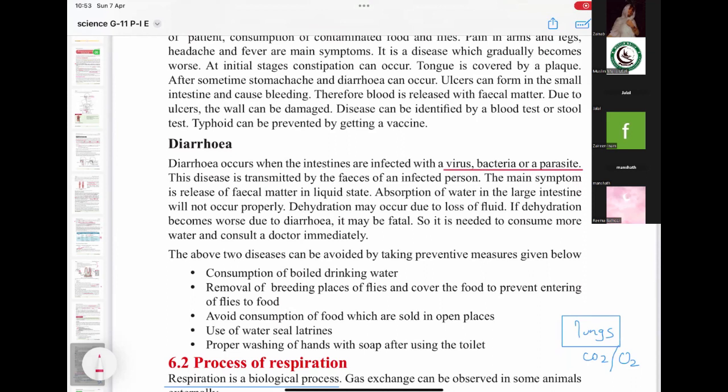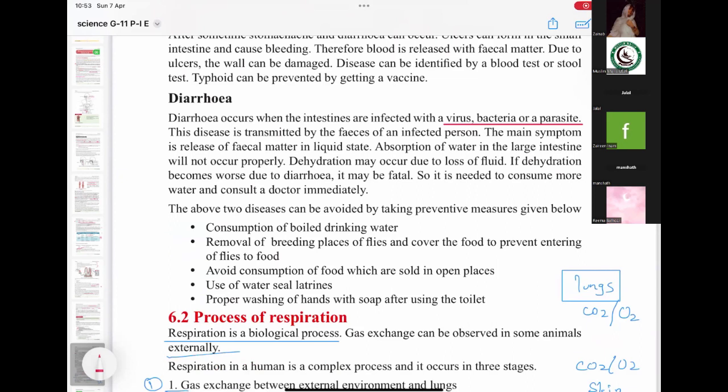Dehydration can occur when you lose more water. Even dehydration, when it becomes worse, can cause death. You can prevent diarrhea and constipation by drinking boiled water, because microorganisms will be killed, and by removing breeding places, and so on. You all can read this and understand.